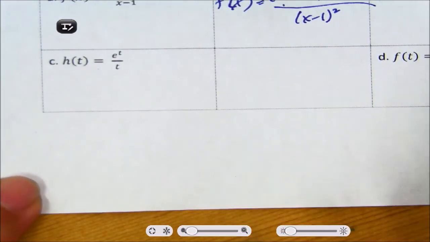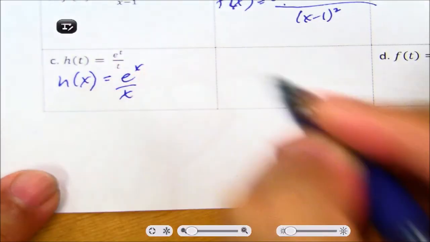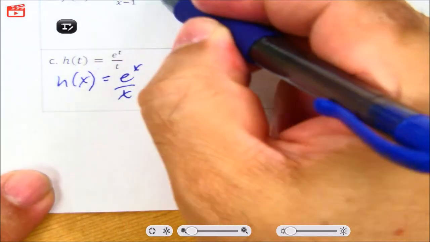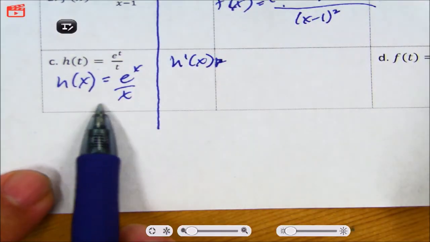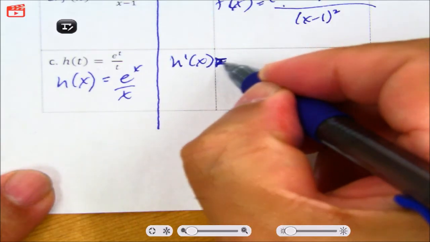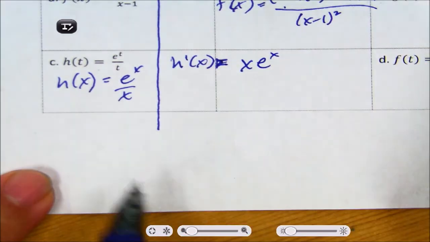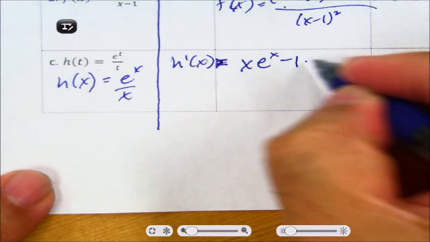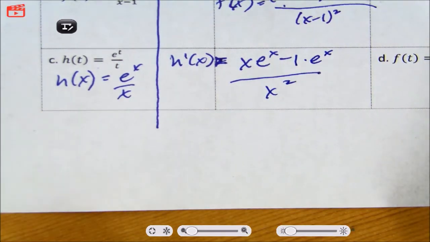Alright. So someone requested to change these to x's. I agree. So let's take the derivative. So h prime of x equals, bring the denominator up, that's an equal sign there. Bring the denominator up times the derivative of the numerator, which is e to the x, minus the derivative of the denominator, which is 1, times e to the x, over x squared. Okay, we're leaving it.